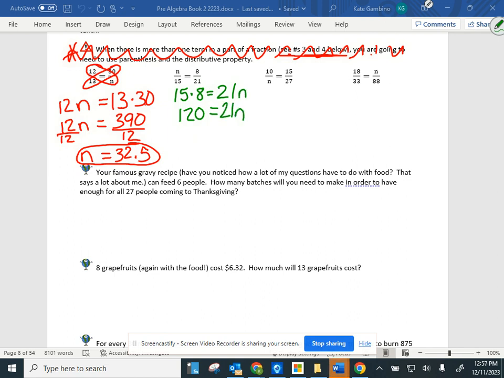21n. So now what do I do? Because I want to get n by itself, what do I have to do? Addie. Divide 120 by 21. I need to divide both sides by 21. 21 divided by 21 is 1n. 1 times anything is just itself, so I don't have to write the 1. What is 120 divided by 21? James.